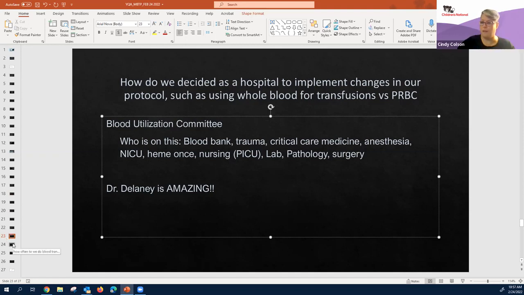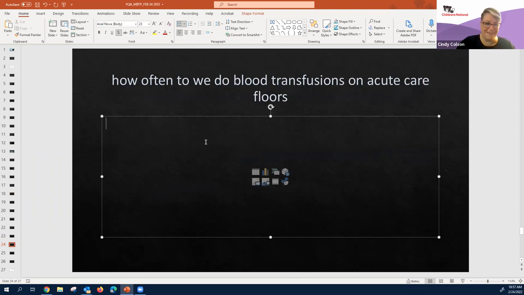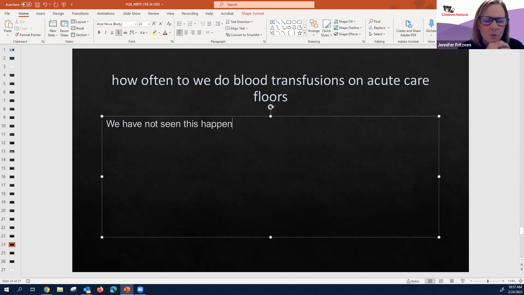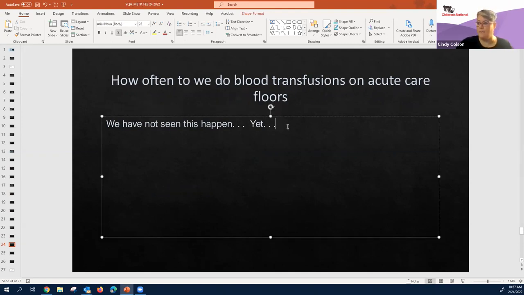All right, we have 3 minutes, so let's do one question. How often do we do massive transfusion? Well, we can answer this quickly. We shouldn't. I have not seen us do massive transfusion on the floors at this point. All blood that I'm aware of occurring in acute care is the over 4 hours stable. And I feel like if a patient needs a massive blood transfusion, they should be in an ICU environment. Yeah, we're heading to the OR. We have not seen this happen, nor should we. All right.